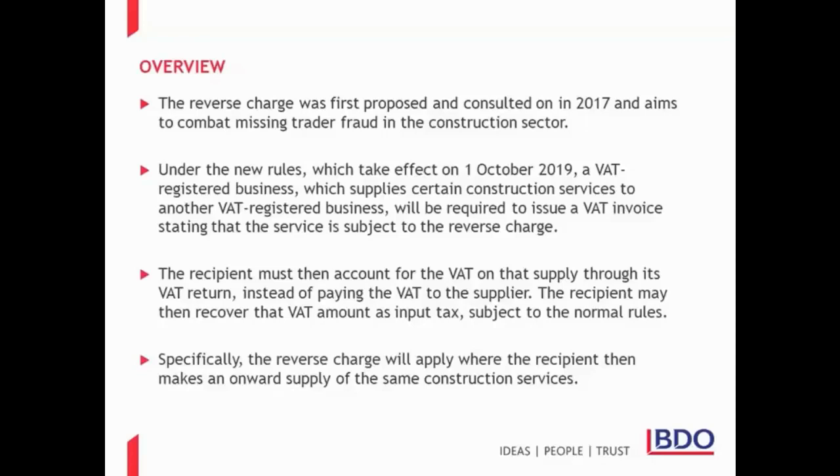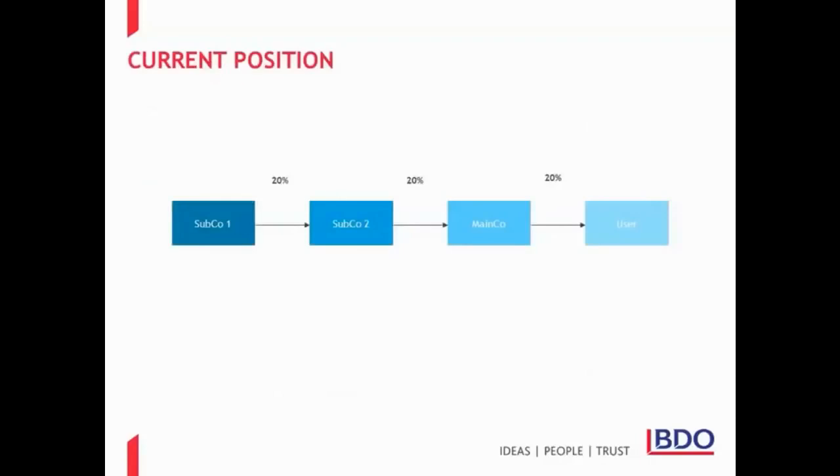In order to better understand the impact of this change, it may first be useful to recap on the way in which VAT currently works in the construction sector. In common with most other industries, a UK-based supplier of construction services supplying standard rated services, those that are subject to VAT at 20%, to UK-based customers will currently charge and account for VAT at 20% on its supplies.